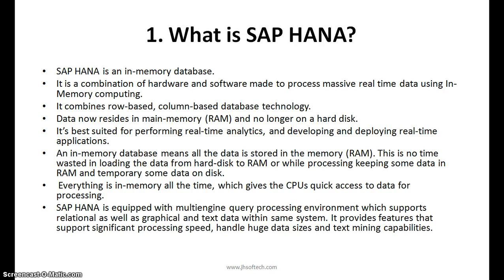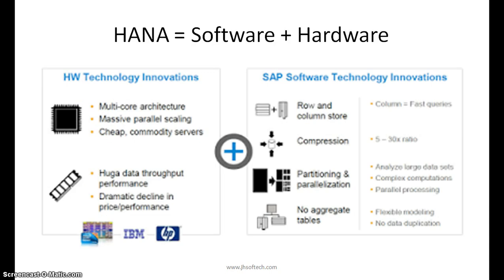SAP HANA is equipped with a multi-engine query processing environment which supports relational as well as graphical and text data within the same time. It provides features that support significant processing speed, handle huge data sizes, and text mining capabilities as well. So HANA is a combination of hardware and software. It has multi-core architecture, massive parallel scaling, economical servers, huge data throughput, and a dramatic decline in the price and performance ratio, I mean to say here.